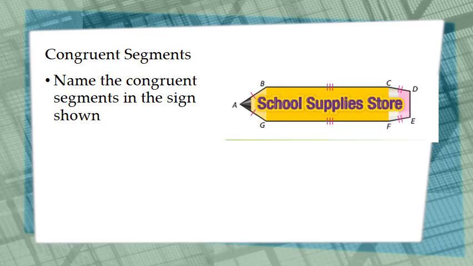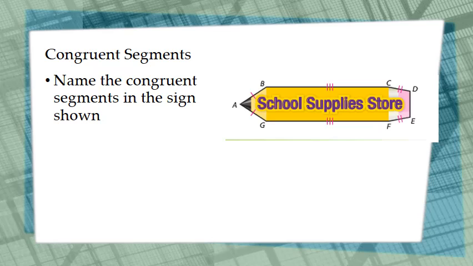All right, we're still looking at diagrams or representations of congruent segments. And here we have an object. It's a sign out in front of the store, or on the building of the school supply store. And we are asked to name the congruent segments in the sign shown.